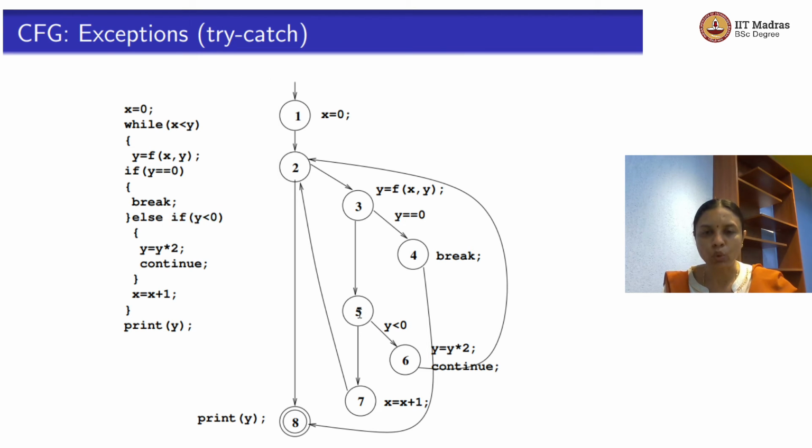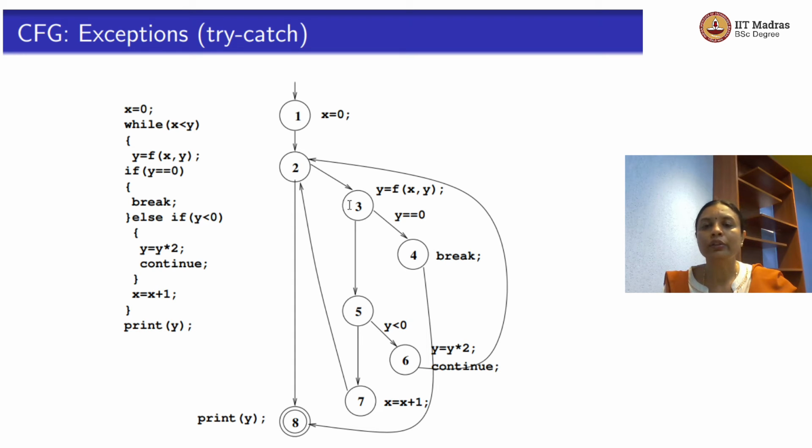And suppose y does not happen to be 0, then I go to this part, which is represented by node 5, where there's one more if statement where you check whether y is less than 0. If it's less than 0, then you do y is equal to y into 2 and continue, which is represented by node 6 in the CFG. Otherwise, you do x is equal to x plus 1, which is represented by node 7. By the way, that also marks the end of the while loop. So you go back to node 2. This is the back edge to node 2.